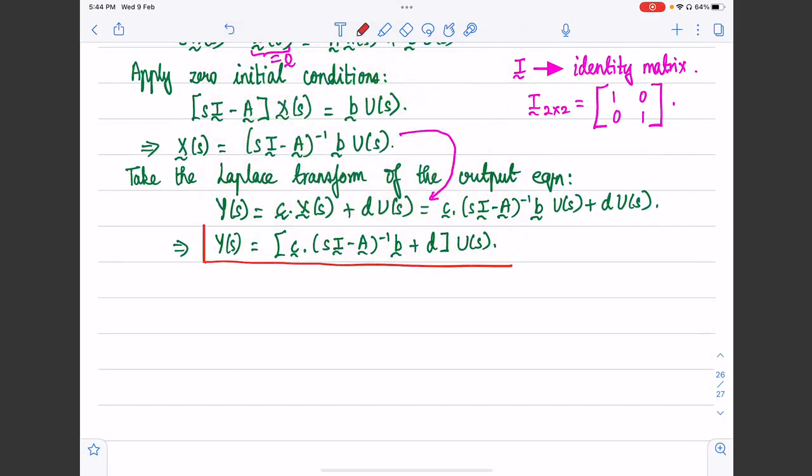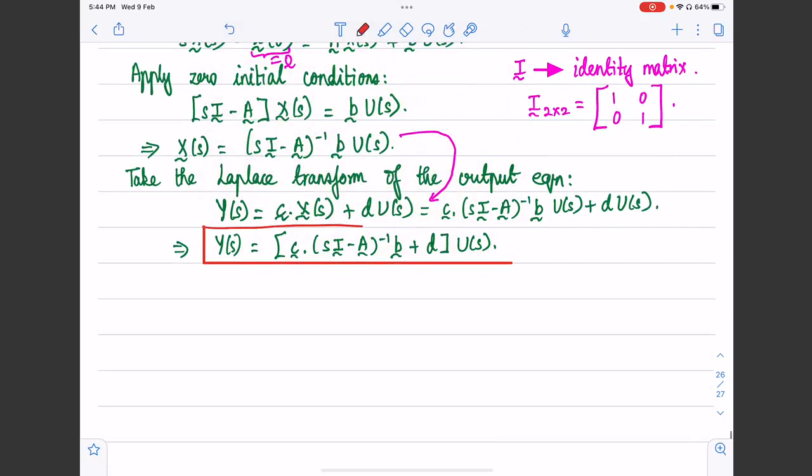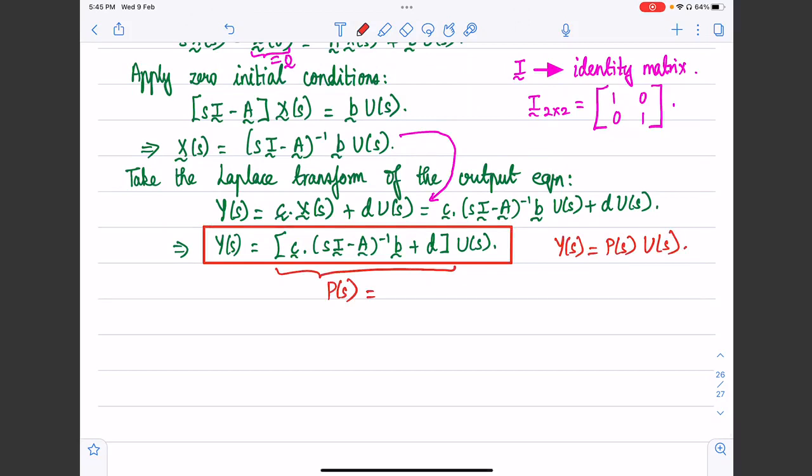Why am I saying that this is an important equation? Please recall that the relationship between the Laplace of the input and the Laplace of the output under zero initial condition is through the transfer function, right? So if you compare both these equations, what do we get? The one within the square bracket is the plant transfer function, right? So the plant transfer function is C times (sI minus A) inverse B plus D.